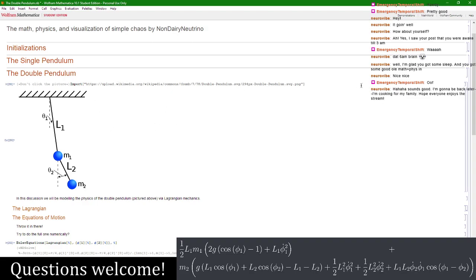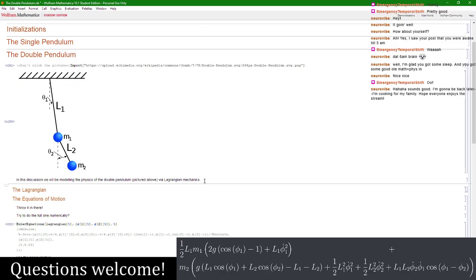But yeah, so in this stream, we're going to be talking about the double pendulum and seeing how we can implement the physics into Mathematica and then let it do all the heavy lifting, not exactly number crunching, but rather symbol crunching. So basically, we're going to start at the beginning and then let Mathematica do the symbolic manipulations for us. But yes, so today we're going to be approaching the double pendulum via Lagrangian mechanics.